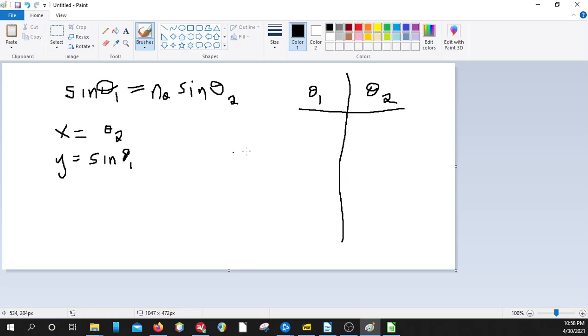And let's check, is this a linear equation now? So here we have sine of theta 1, that's y, equals n2, and then we replace theta 2 with x, so we have sine of x. So now we have a relation between x and y, and it's better than what we had before, but it's still not linear because we have y is n2 times sine of x, and we don't want that sine.